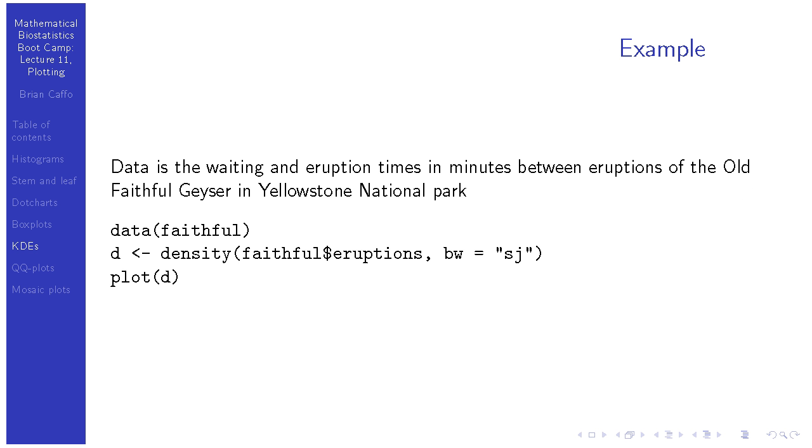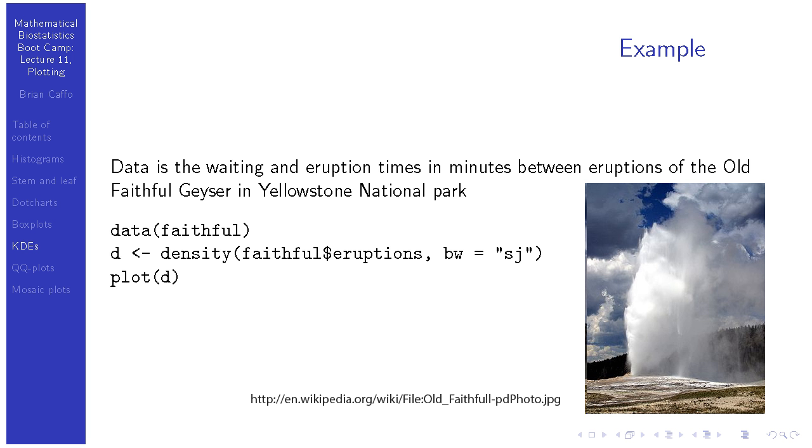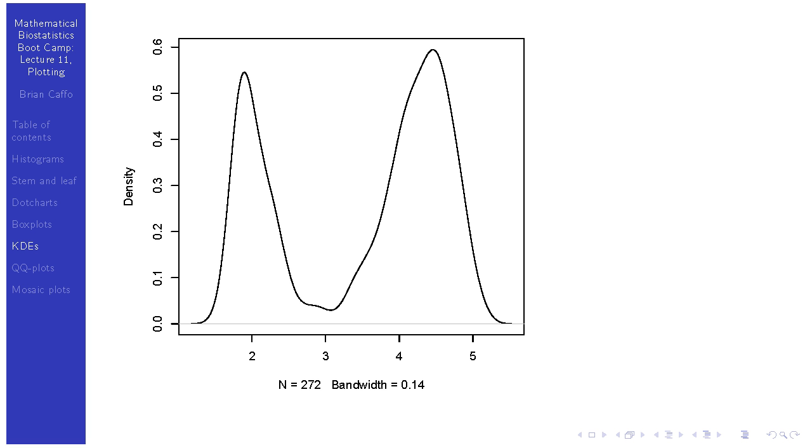So here's the waiting time in minutes between eruptions of the Old Faithful geyser in Yellowstone National Park. You can grab this data by just doing data faithful. D is the density estimate. And this bandwidth parameter here gives a specific rule for selecting the bandwidth of the density estimate. And then the plot creates the plot. So there's our density estimate. And it actually gives you the specific bandwidth it used.